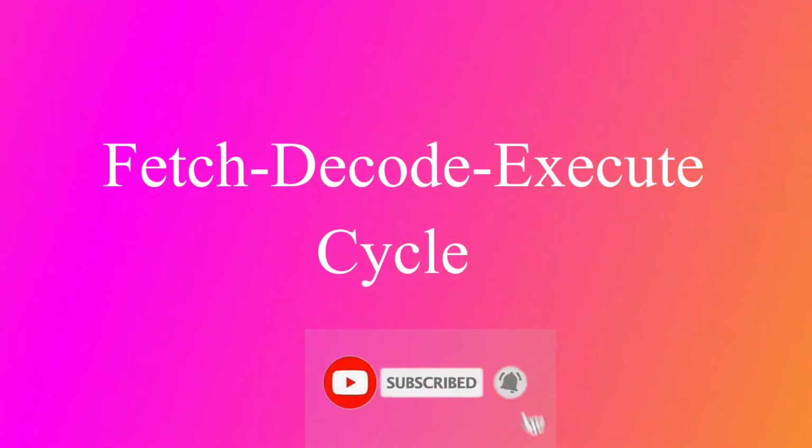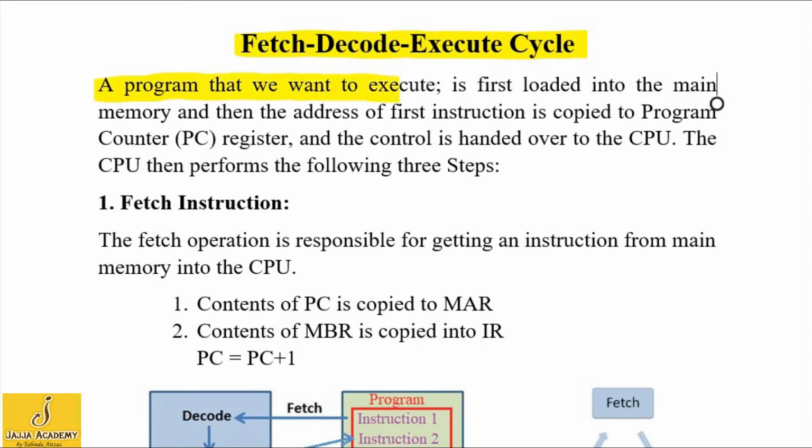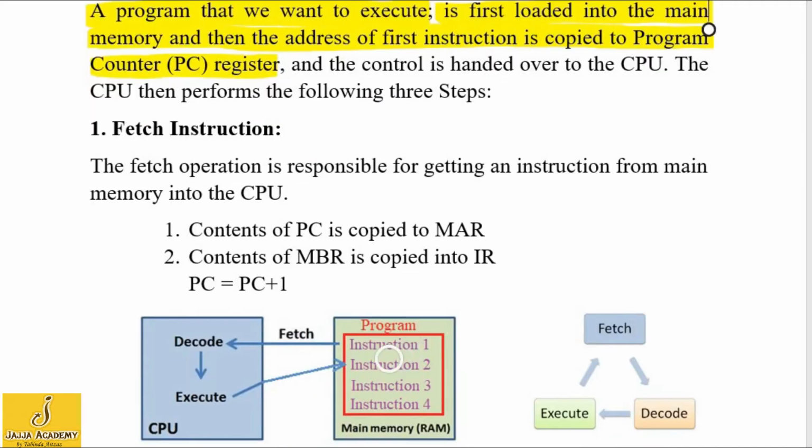In this lecture, I'll discuss the fetch, decode, execute cycle. As we know, a program that we want to execute is first loaded into the main memory and then it is executed. In order to execute the program, the address of the first instruction is copied to the program counter register. Let's see an example.